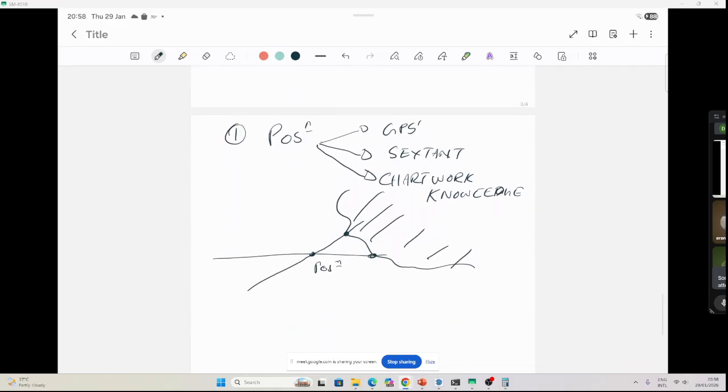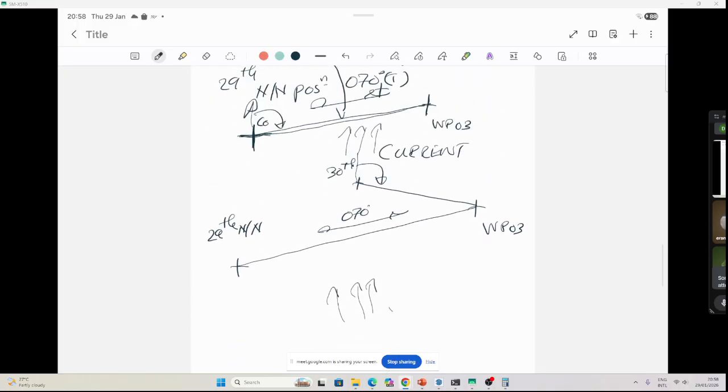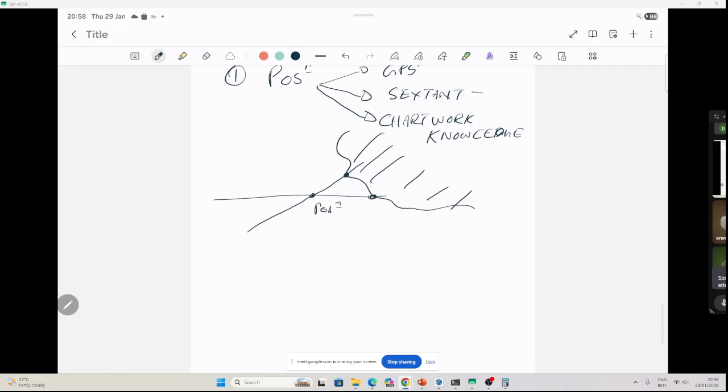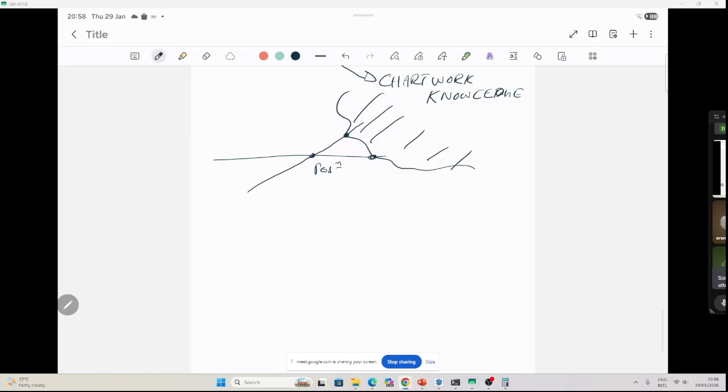In order to find the position in deep sea, that is, then you need a sextant, right? In deep sea, you need a sextant. Okay, but after you take the altitude, then you need something else in order to go to the tables.